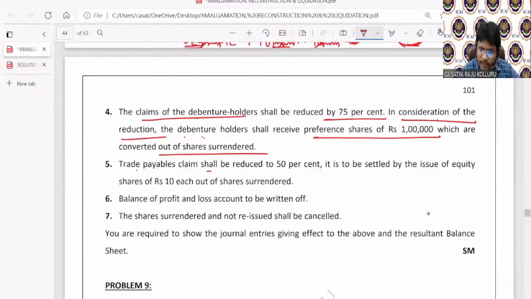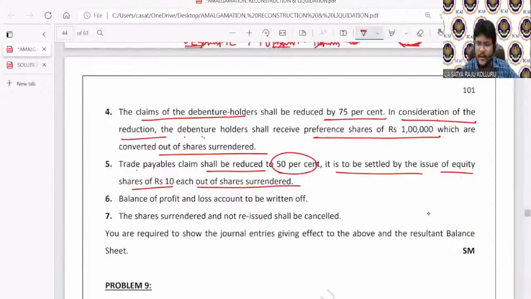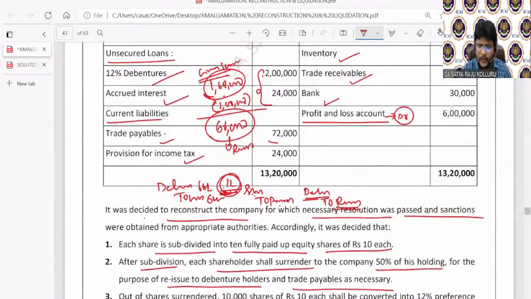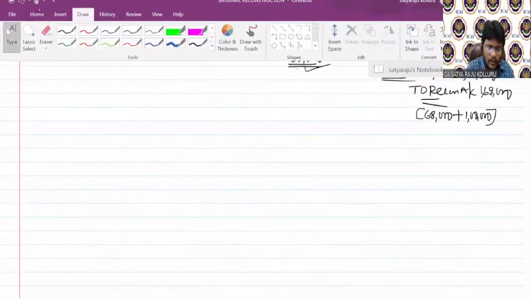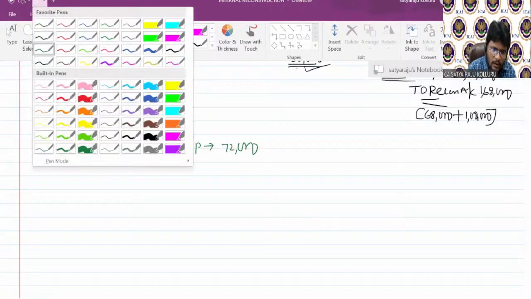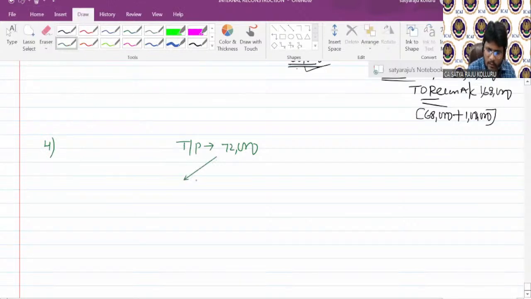Trade payables claim shall be reduced to 50%. It is to be settled by the issue of equity shares of rupees 10 each out of share surrender. Now, trade payables 72,000 is there. Let me go to the trade payables in my OneNote, I'll explain. This is point number 4. Trade payables total balance is given 72,000. It is clearly given that out of this 72,000, sacrifice is there for 50%. First, let me check, is the sacrifice gross sacrifice or net sacrifice?